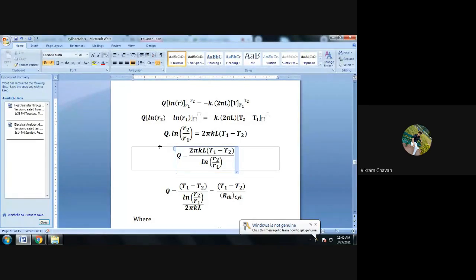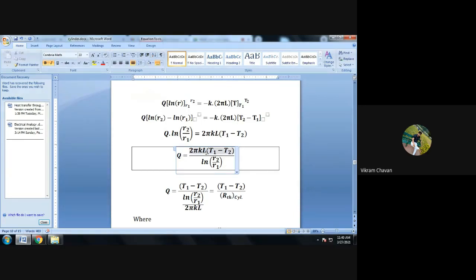Important formula. Now we want to determine the thermal resistance for the heat transfer. We know that Q is analogous to I, T1 minus T2 is analogous to dV, and the remaining part we have to shift to the denominator side.